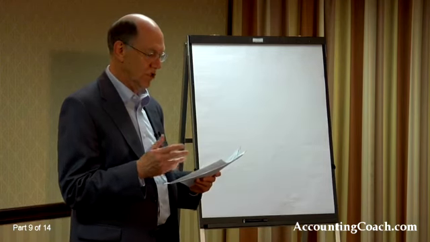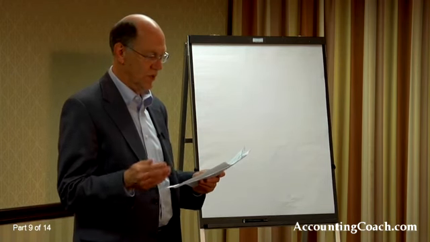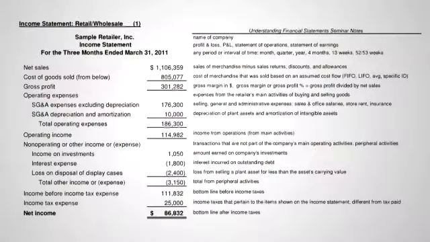Okay, so then we subtract selling, general, and administrative. And I happen to segregate the depreciation. Often it's just combined. I wanted to have it separate because we might use it somewhere else. So in any event, the selling, general, and administrative expenses are referred to as operating expenses. They're in total $186,300. So when we subtract that from our gross profit, we're left with an operating income of $114,982.